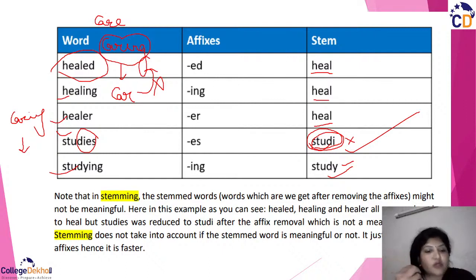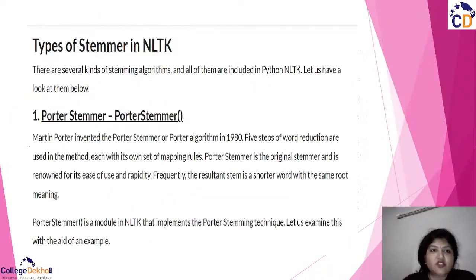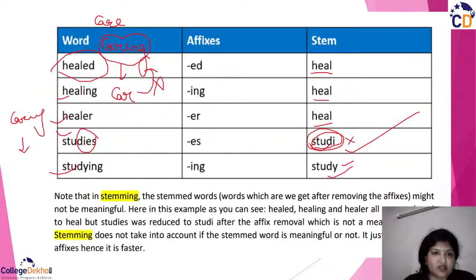So stemming does not take into account whether the stem word is meaningful or not. It does not take that responsibility, whether your complete word, your raw word, or your base word makes sense or not. But you may say it is a faster technique because it is not checking the grammatical rules, whereas in lemmatization you have to check each and everything.